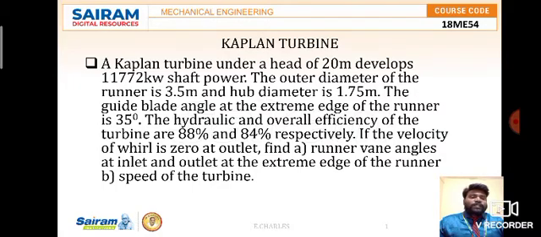So first let us see what data is given. Head is given for the Kaplan turbine, and it is clearly mentioned in the problem that it comes under Kaplan. So H is equal to 20 meters, and it develops 11,772 kilowatts shaft power. That is the power given. The outer diameter of the runner, capital D, is given as 3.5 meters and the hub diameter is 1.75 meters. This we can take as small d or db, that is the boss diameter or hub diameter. And the guide blade angle at the extreme edge of the runner is 35 degrees.